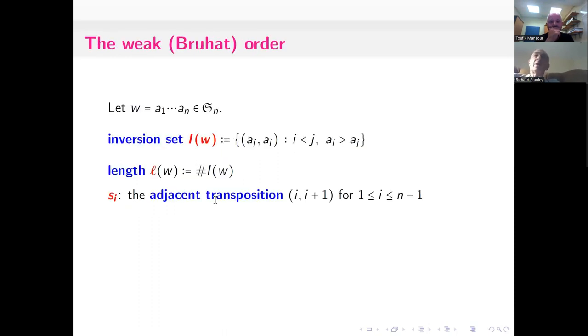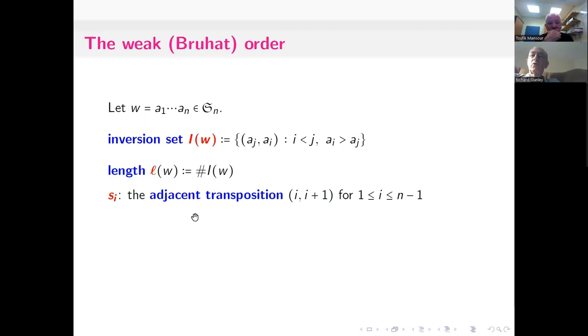Now, another class of finite posets that I really like is the weak Bruhat order of the symmetric group, but also the strong order, but I only have time to talk about the weak order, which is especially nice related to my combinatorial interests. So let's say we have a permutation w = a1 up to an in Sn. An inversion of w we think of as a pair (aj, ai) such that aj is strictly less than ai. It's a pair of elements that's out of order. The inversion set will be the set of all these pairs (aj, ai) such that i is less than j and ai is greater than aj. The length of a permutation, l(w), is the number of inversions. It's the size of the inversion set, I(w).